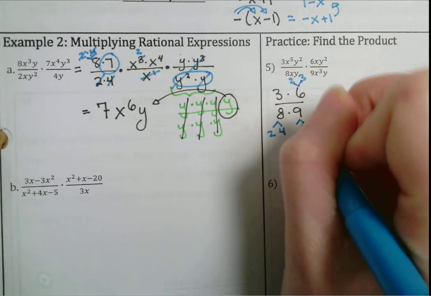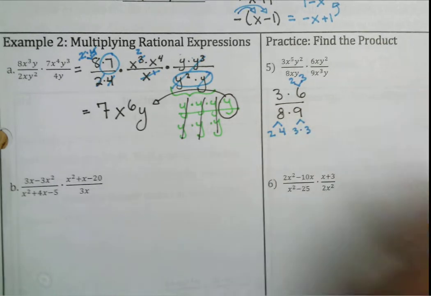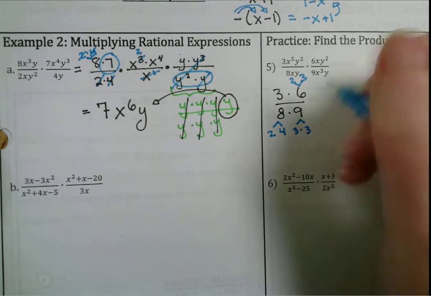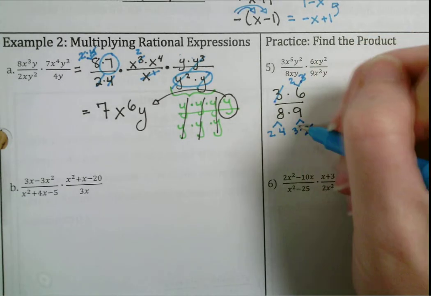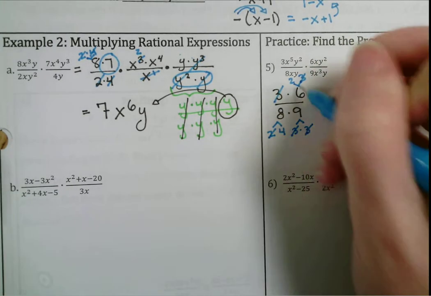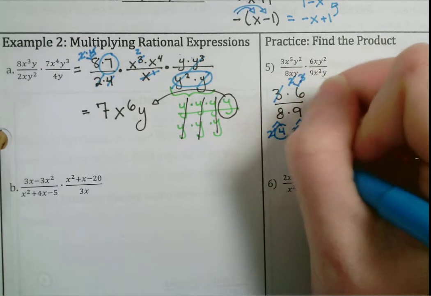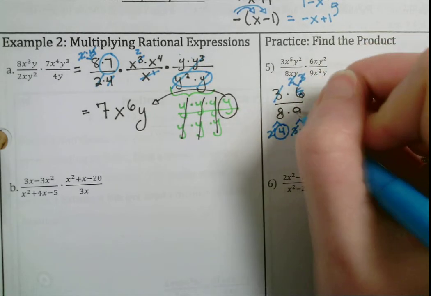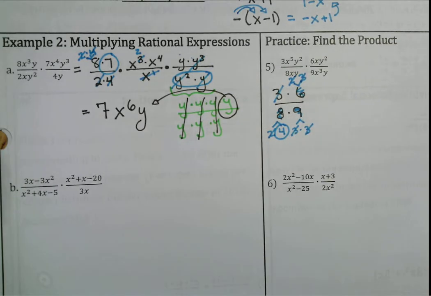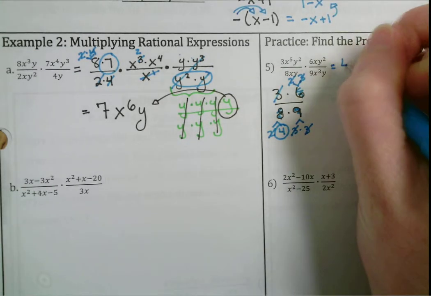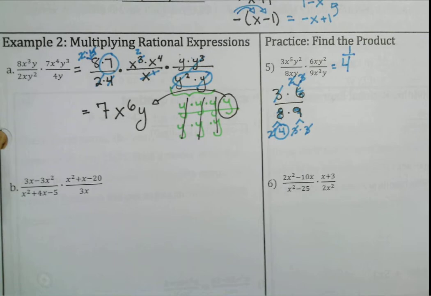So really I could say, oh, there's a 3 here and a 3 here, a 3 here and a 3 here, and a 2 here and a 2 here. So I'm actually only left with a 4. These are all disappearing, even the 8, and a 4 is left behind. So the first part of your answer should be a 1/4 here, and then you'll have your x and your y to some power.